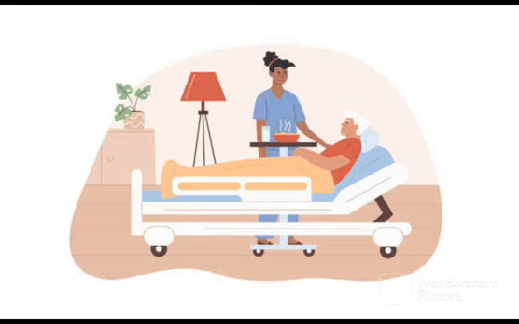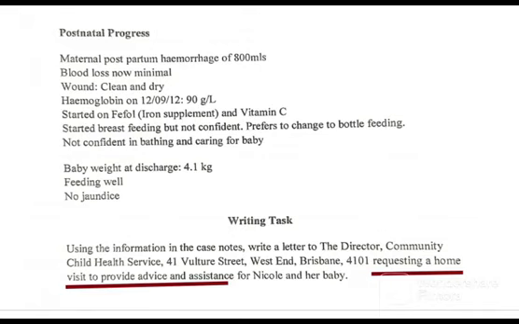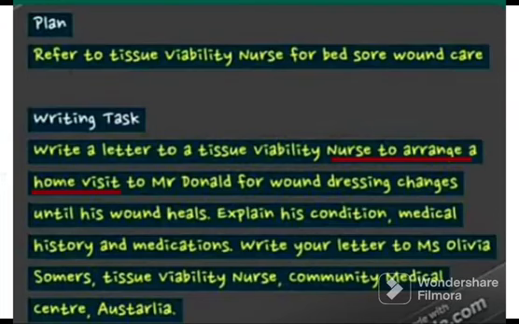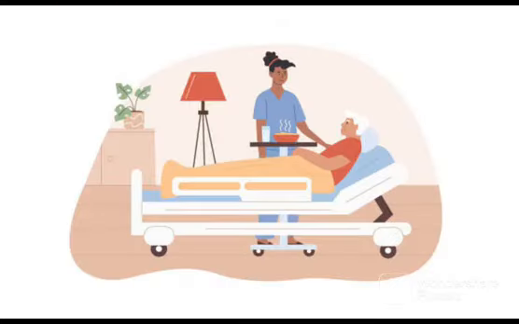And sometimes they give it directly. That means they need home health, home care. Or sometimes they tell you to request a community health nurse, practice nurse or tissue viability nurse to assist the patient at home. So they will give it directly. If it says to home, it is an easy question. It will not be a tricky question. No need to think about anything else. You can just write a home visit request.